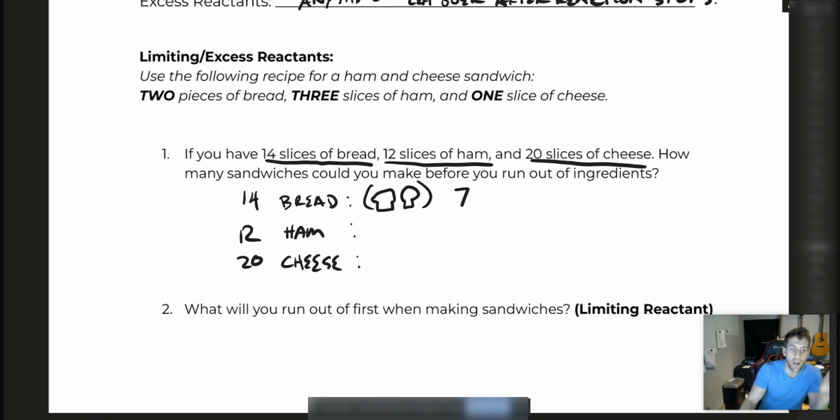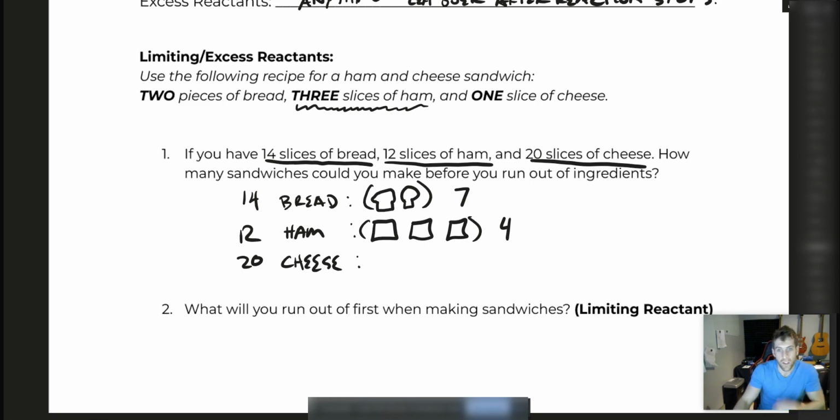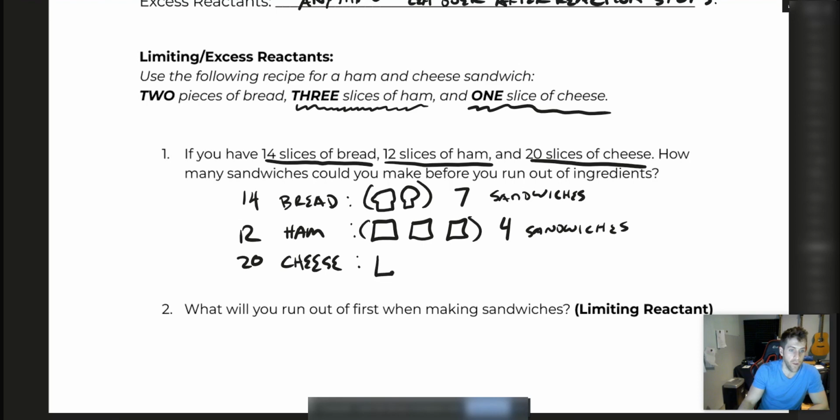Now we have 12 hams. Okay, 12 hams. And what our formula here is that it requires 3 slices of ham. So if we have 3 slices of ham, and we're only given 12, well, 12 divided by 3 is 4. So we can only make 4 sandwiches, and this is the product, these sandwiches. Now let's look at the cheese. Well, we only need 1 slice of cheese. I'm not going to write out all that, but let's just say 1.